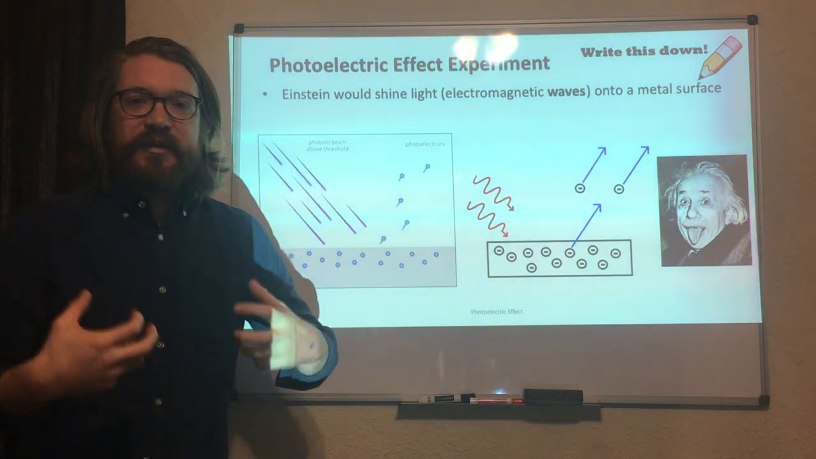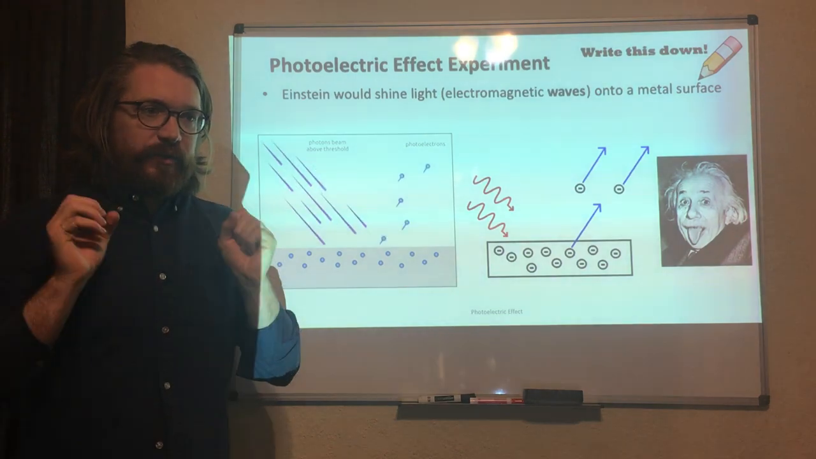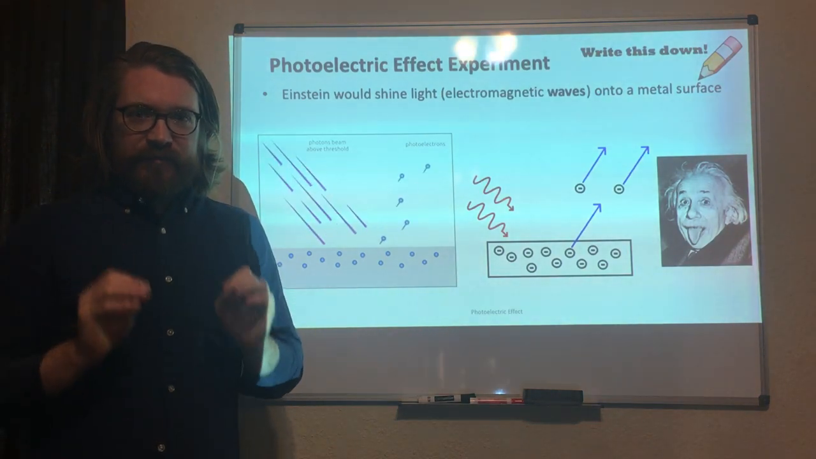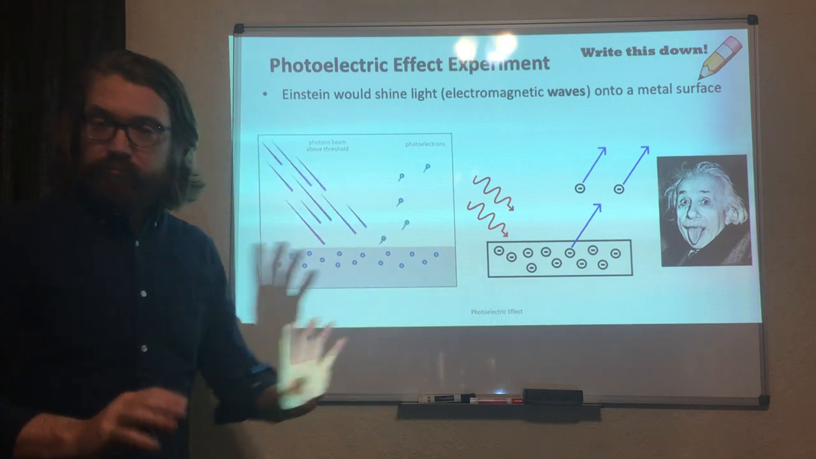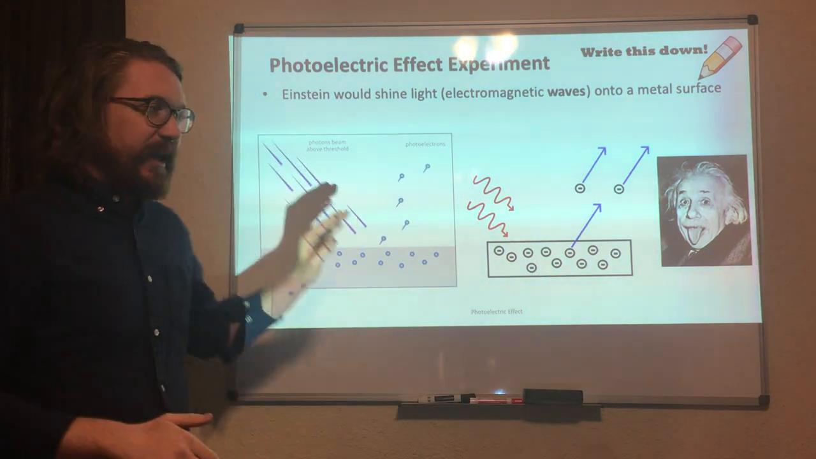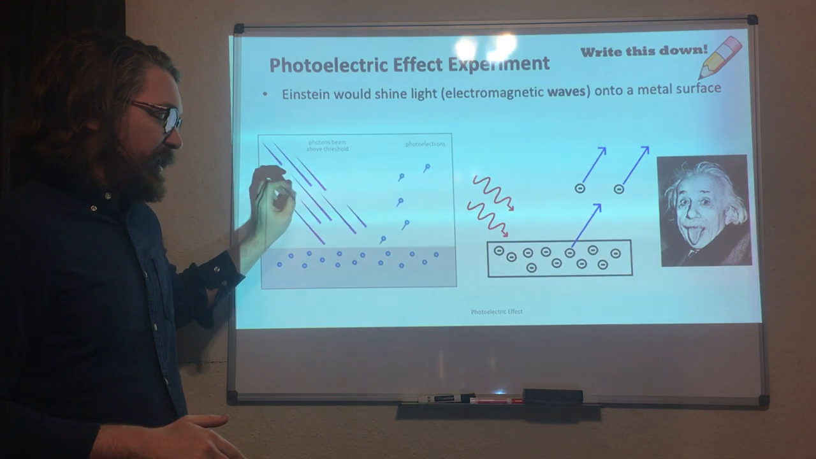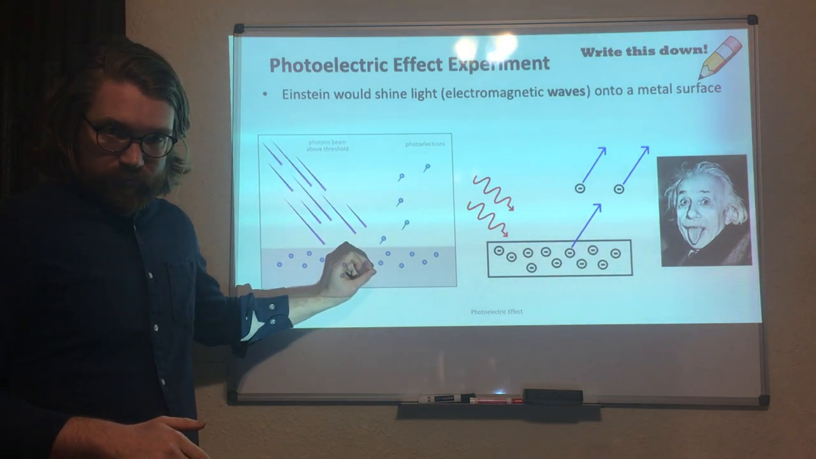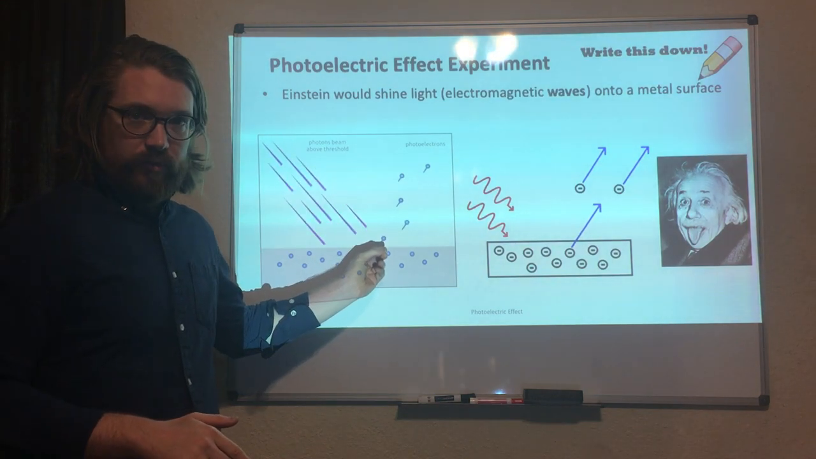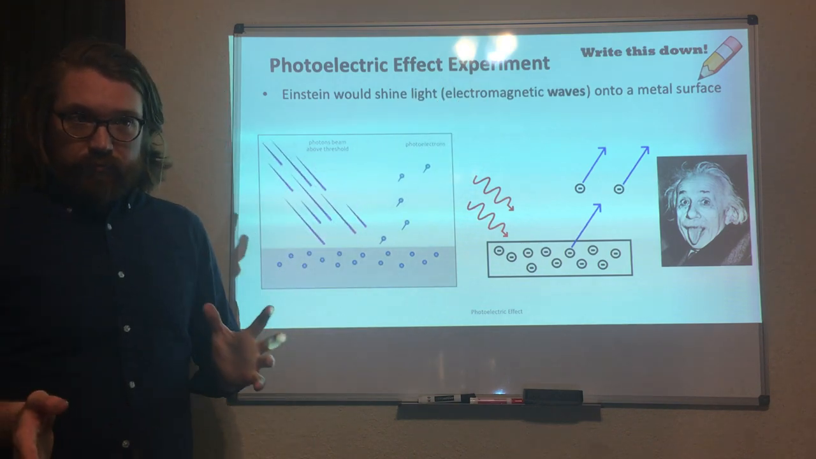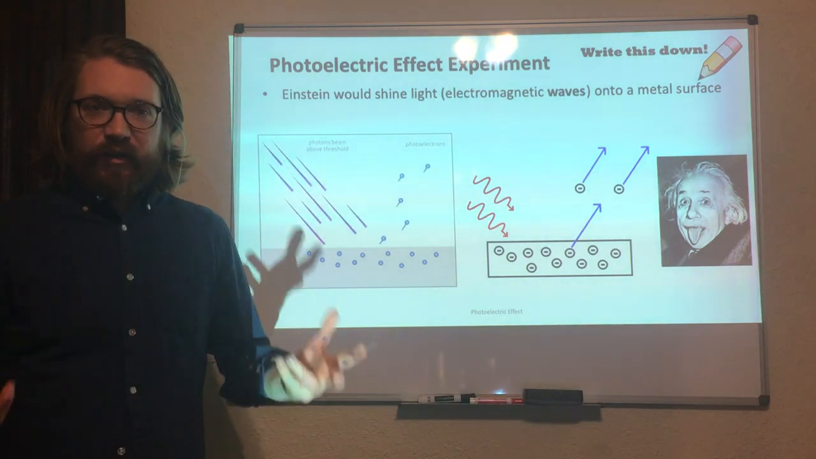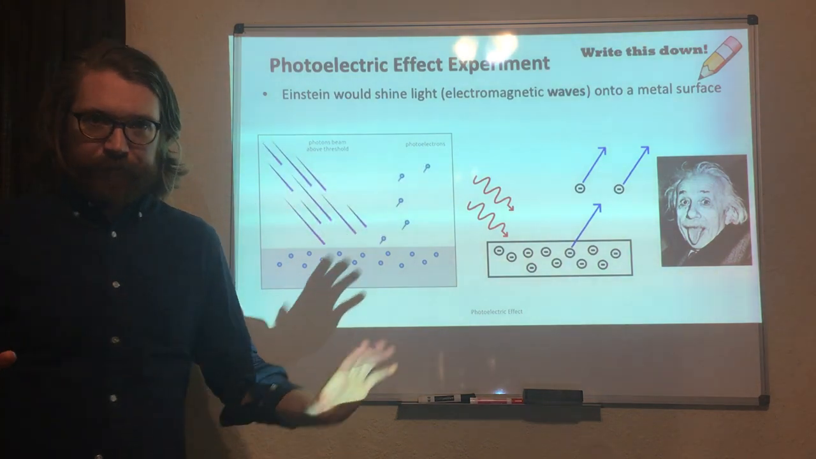Okay, so what did Einstein realize? In his experiments, what Einstein figured out was that if you took regular light and shined that light onto a piece of metal, electrons would jump off. It's kind of weird, doesn't sound that crazy, but I want you to think about this.